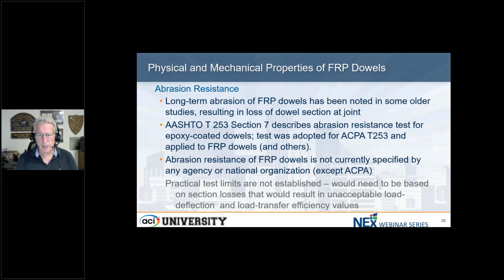But certainly even running the test without a limit would give indications of the relative abrasion resistance of different kinds of products. So therefore, I think it's probably something good to include and probably ought to be in tests going forward. And we need to do some research to figure out what those limit numbers are.